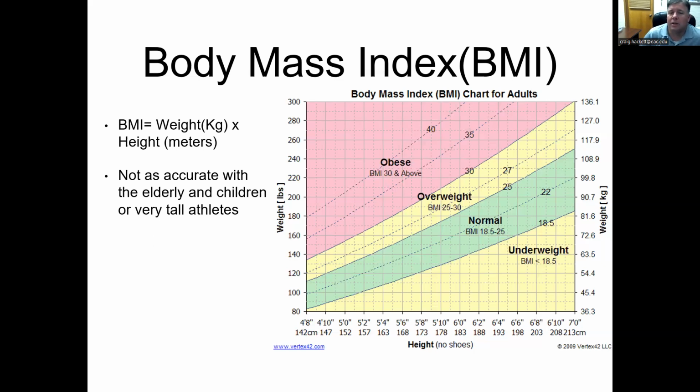It's close and it's good for general population, but I don't know, you can use this and look for yourselves and see where you're at, and maybe it is, or maybe it isn't accurate.